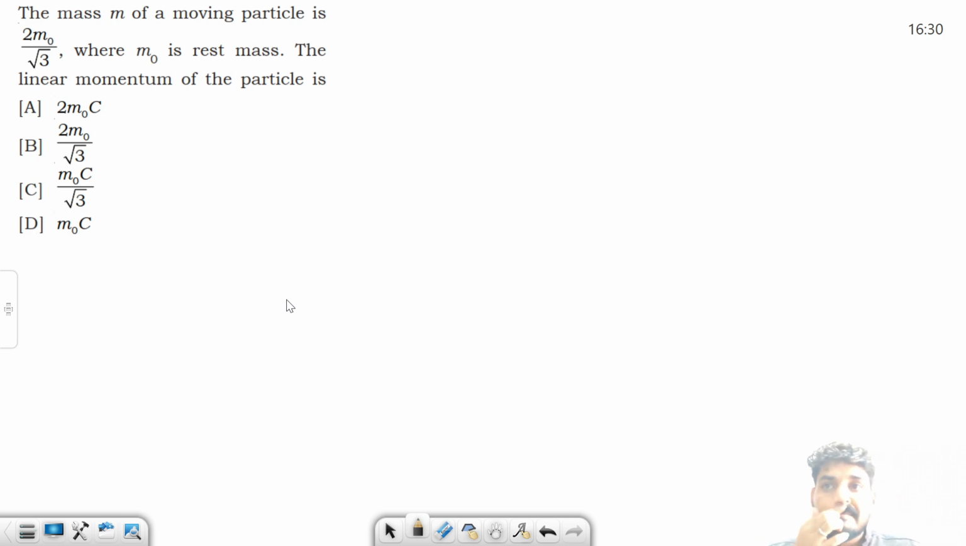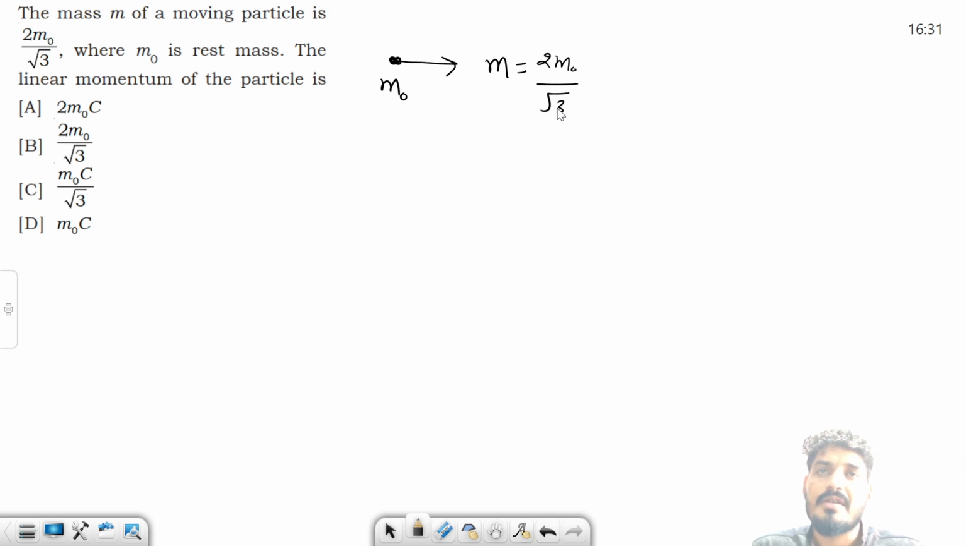Okay, so this question, let's see, the mass m of a moving particle is this. So what is given to us? There is a particle of rest mass m naught. Remember, m naught is the rest mass and it is moving. And if it is moving, then its mass is 2m naught by under root 3. What is the meaning of this? This means this is its relativistic mass. Rest mass m naught, and if it is in motion, then relativistic mass is given to us. Find out the linear momentum of particle.